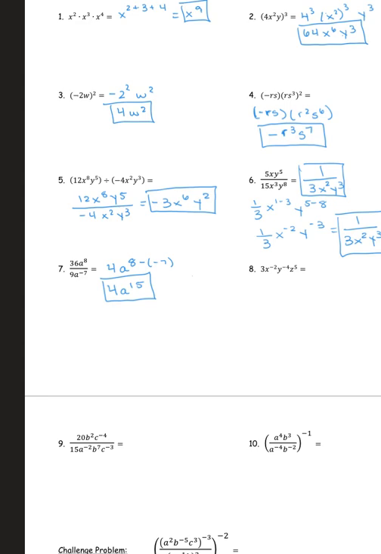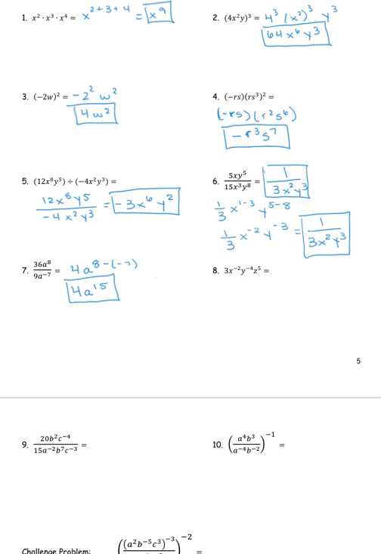Okay, so be careful. If you have to write it out, there's nothing wrong with writing it out, just to make sure, just to double check behind yourself.